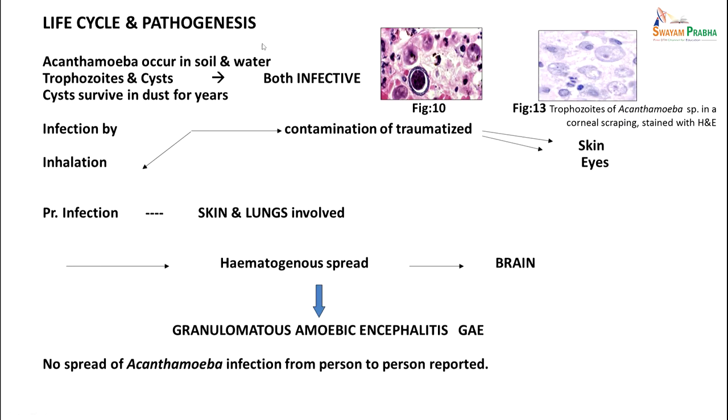So, Acanthamoeba occurs in soil and water. They remain for years in these conditions, either in trophozoite form or in cyst form, and both of them are infective. The infection is caused either through inhalation or through contamination of traumatized skin or eyes. If there is some trauma, they can enter. Primary infection involves the skin and lungs. Finally, there is hematogenous spread, which leads to brain infection, that is granulomatous amoebic encephalitis, which is not very common, but it does occur. No spread from human to human has been seen.